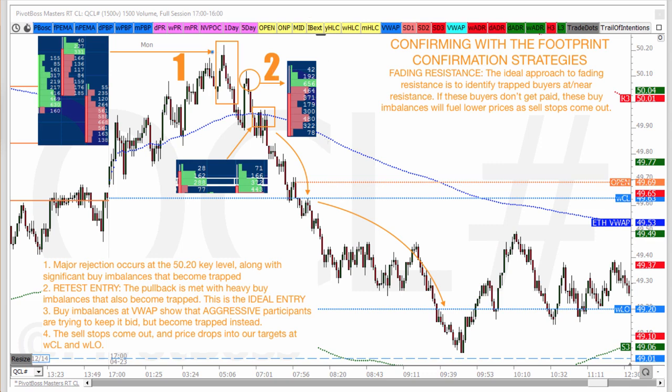So that's just the initial reaction. I'm not even saying go short there. What I'm saying is look for the next major shakeout leg or next bounce, and then look to get in on that pullback if there are buy imbalances again. And that's what happens. Price gets up, and then there are buy imbalances again.